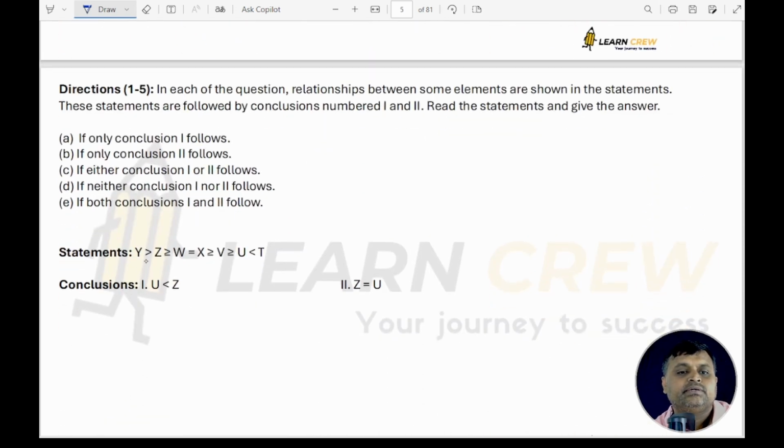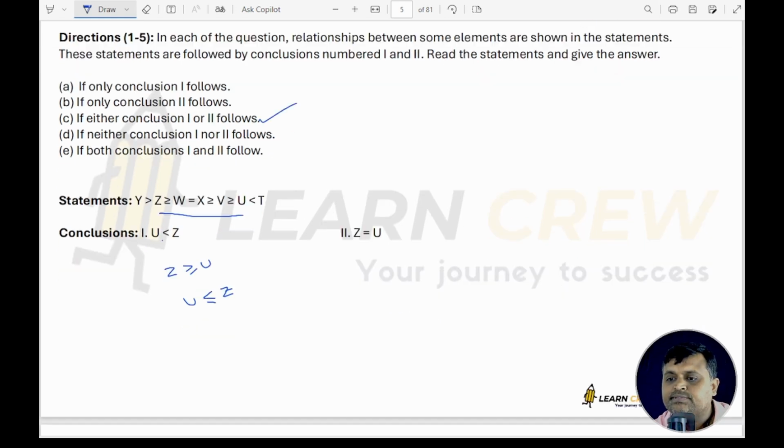Next. Between U and Z, here you can say greater equal to. You can say Z greater equal to U. Z greater equal to U means U lesser equal to Z. U lesser equal to Z means U less than Z or U is equal to Z. So either 1 or 2 is the answer. So option C is correct.